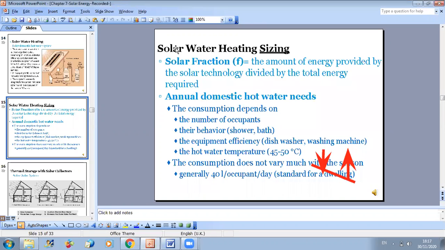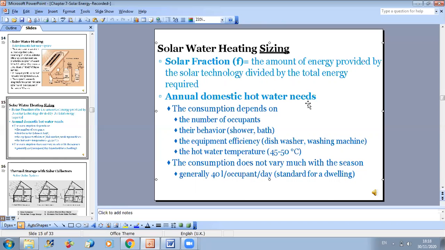Now, when you want to do the sizing of a solar water heater, when you want to decide what size you need, you need to look at several factors. First, you need to know the location of your house. So you need to know in this location what is the solar fraction I am getting, which represents the amount of energy provided by the solar technology divided by the total energy that I need.